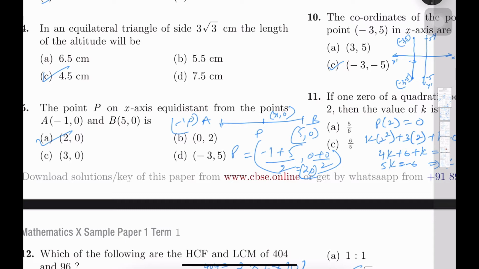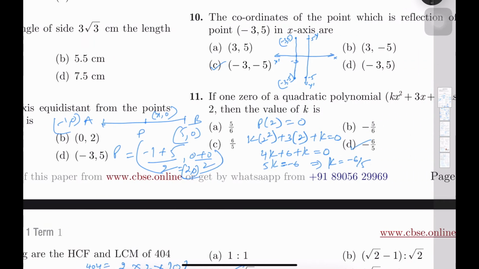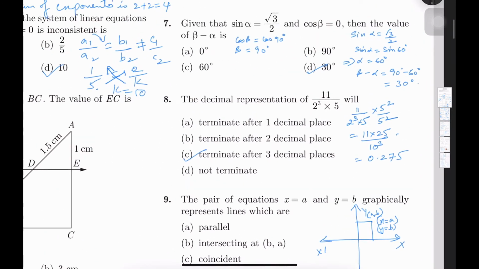That means it will definitely be the midpoint of these 2 points, isn't it? So therefore if you're taking the midpoint, you're getting it as (-1 plus 5) by 2 comma (0 plus 0) by 2, that is (2, 0). So (2, 0) will become the answer. (x1 plus x2) by 2, (y1 plus y2) by 2. So in that way you'll write the answer.